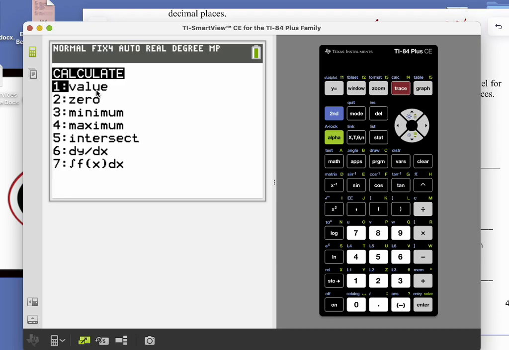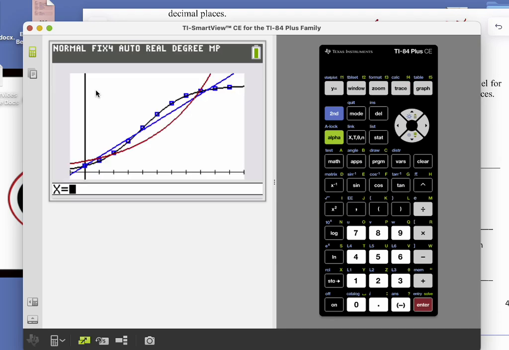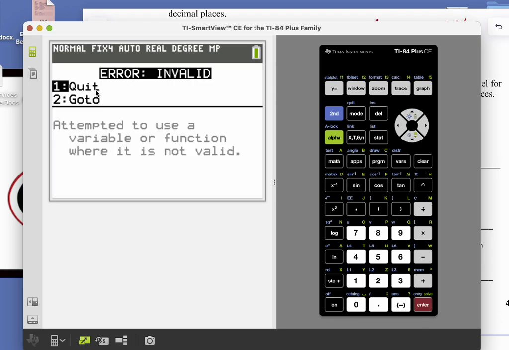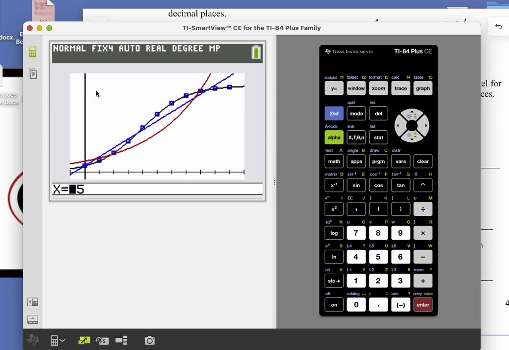Now I'm going to get an error here. I'm going to go to second calculate value. I'm going to type in x equals 15. Guaranteed it's going to get an error here, and you need to know why. Does anybody know why I'm getting an error? I'm typing 15 in. It's saying it's wrong. Anybody want to guess? Go ahead.